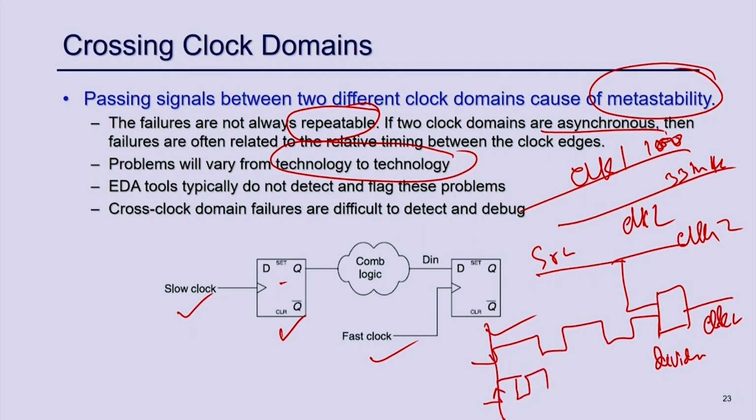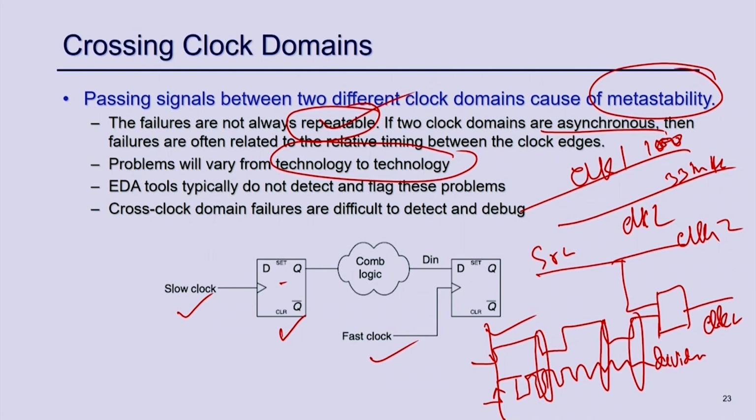If they are aligned there is no problem. This is a faster clock, and in some scenario they may align, in some scenario they may not align. That means they are not repeatable: in some scenario it may occur, in some scenario it may not occur.